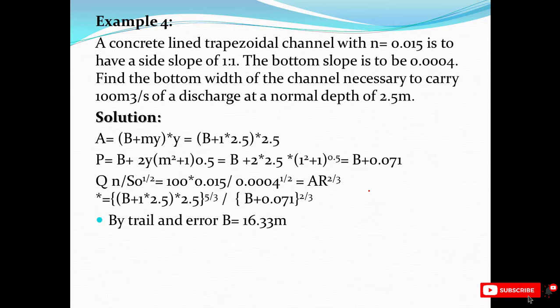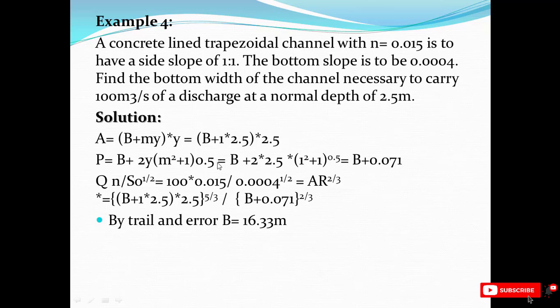A concrete-lined trapezoidal channel with n equal to 0.015 has a side slope of 1 and bottom slope of 0.0004. Find the bottom width. In this case, what is required is B of the trapezoidal channel, to carry Q, which is given. Normal depth is given. So A is equal to (b plus m y) times y. We don't have B, just put m and y in there. M is 1. In P it is the same, we don't have B, just put m and y.